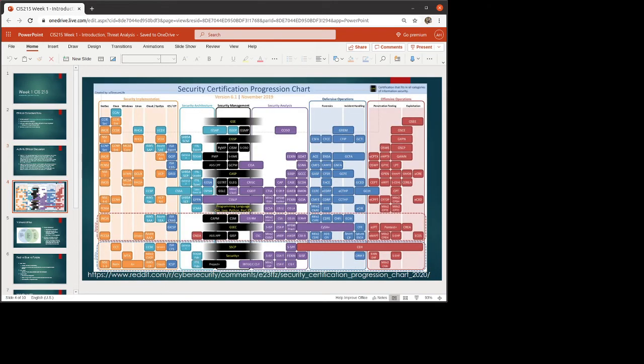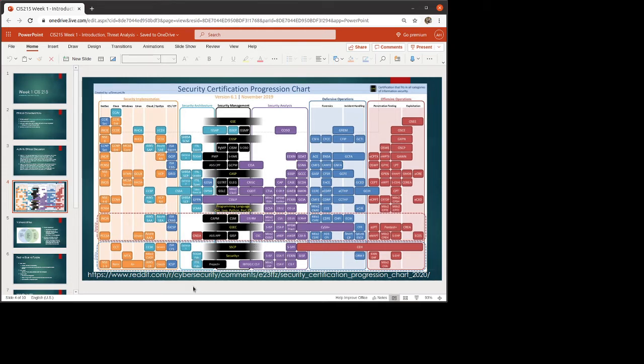This is a security certificate progression chart. You might not be able to see it as big as we'd like. This was actually posted on Reddit. This was current as of November 2019. I'm sure that they have a more current one. This was the most updated one that I could find when I was making the PowerPoint, but I would encourage you to go to the subreddit on cybersecurity because this is a really valuable resource.